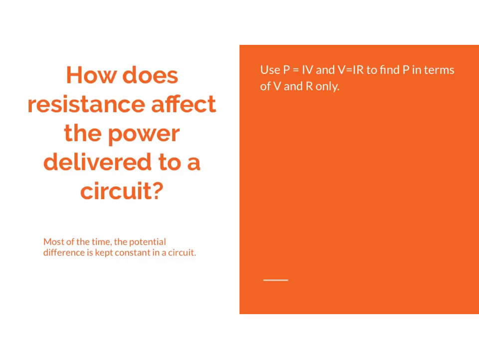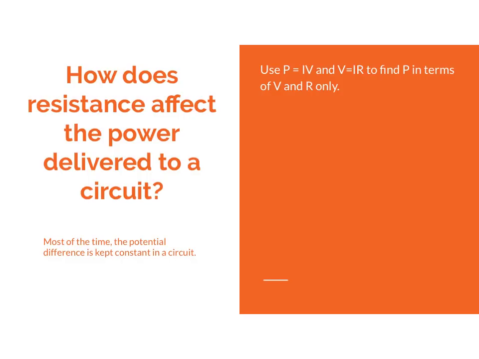So let's have a look at how resistance affects the power delivered to a circuit. Now remember what resistance does. Resistance lowers current, but the potential difference usually stays the same. And we know that P is equal to IV, and if we have a high resistance, we have a low current, which means we're going to decrease the current and therefore decrease the power. Most of the time, the potential difference is kept the same.